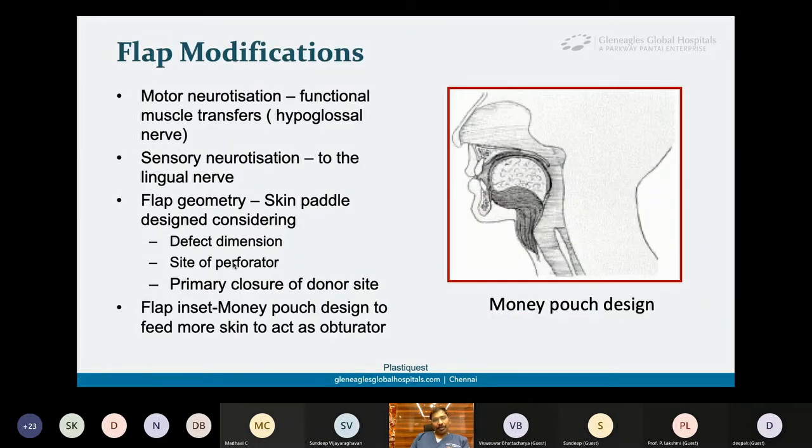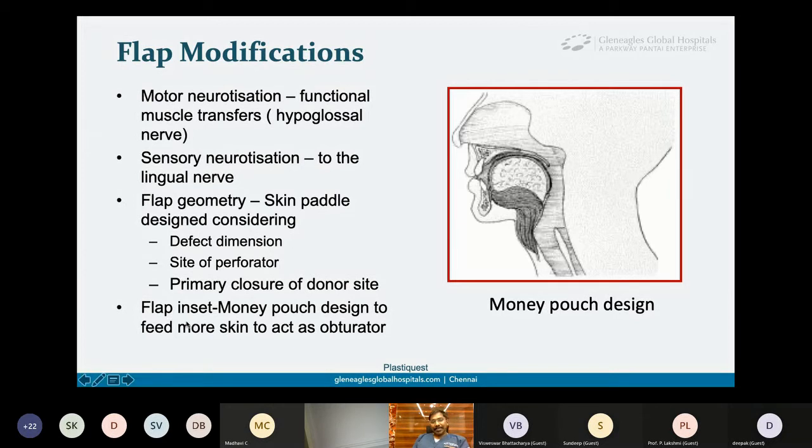Then what are the flap modifications that can be done? As already mentioned, motor neurotisation, where we join it to the hypoglossal nerve, and sensory neurotisation, where it is joined to the lingual nerve. Then designing the flap depending on the dimension of the defect, the site of the perforator, and primary closure of the donor site. These are the flap modifications that we can do.